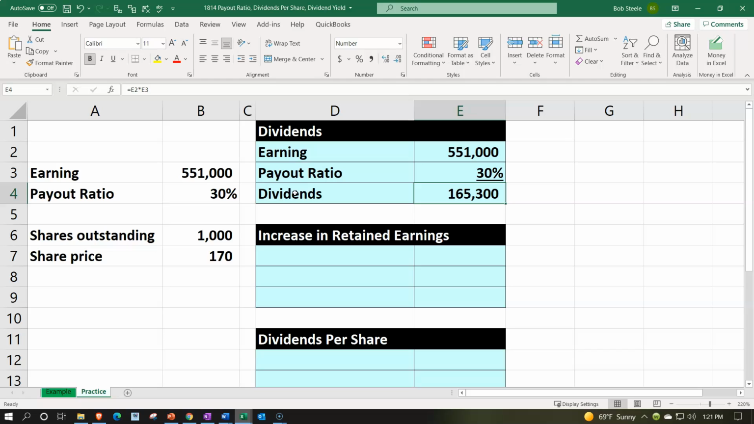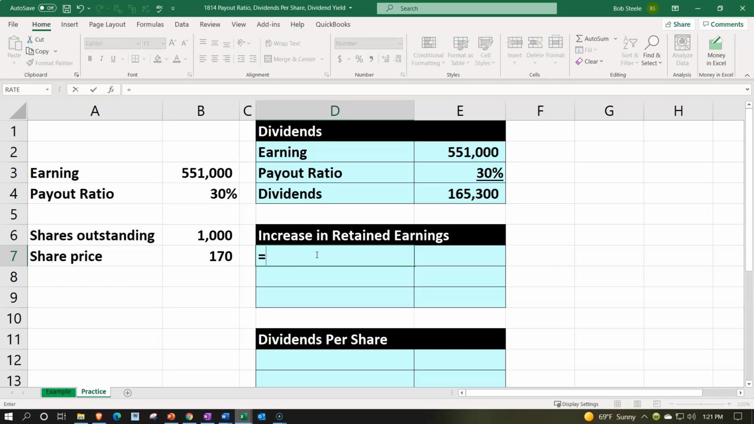Now let's take a look at the increase in the retained earnings. So if 30% of the earnings is being paid out, we're retaining the rest of it. That doesn't mean total retained earnings, but the increase in retained earnings from the prior years. We're looking at the activity that has happened. When we look at the balance of retained earnings, it would include the beginning balance as well.